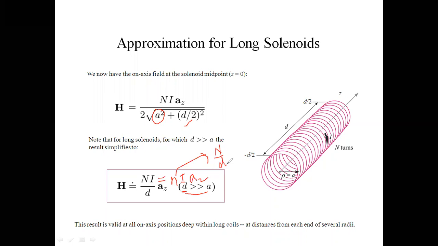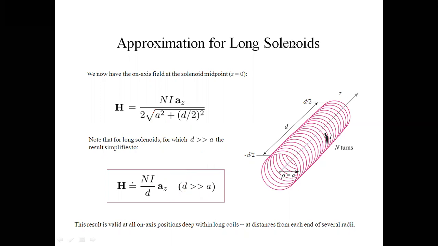Many books, almost all books, write it like this, Ni. If you are writing a small n, then it is Ni. If you are writing in terms of capital N, then it is capital N I by D, where D or L is the length. If L is the length, then L; if D is the length, then D.